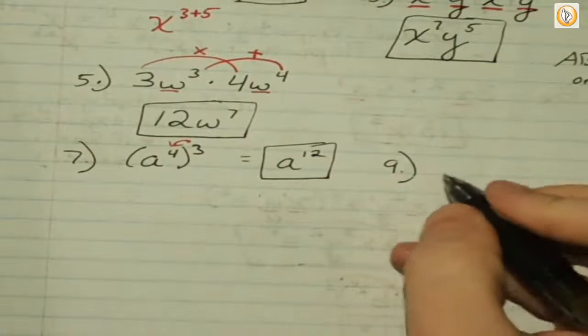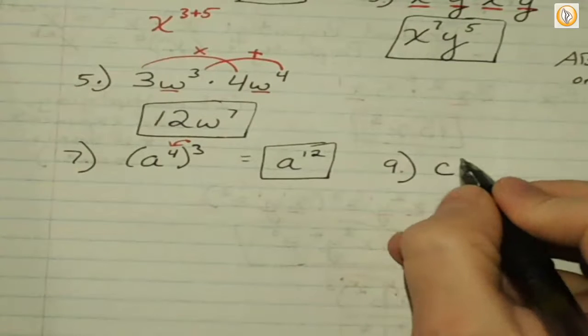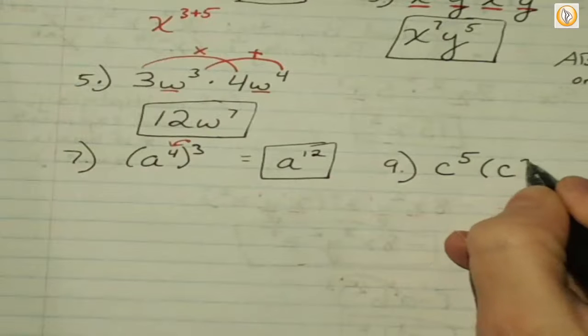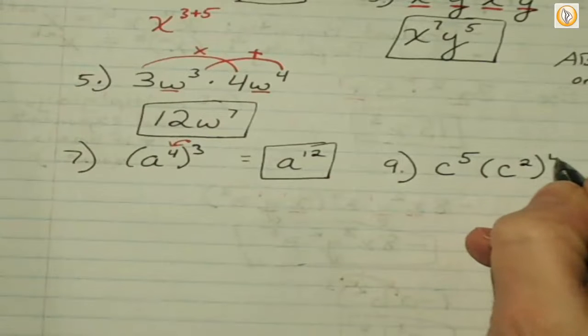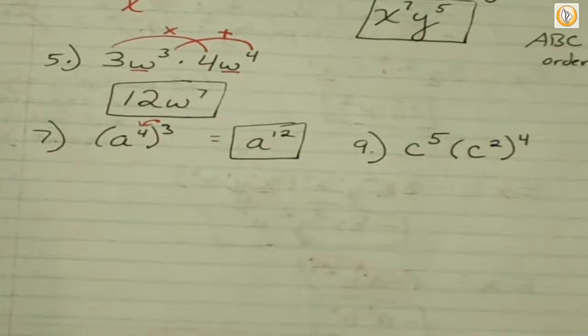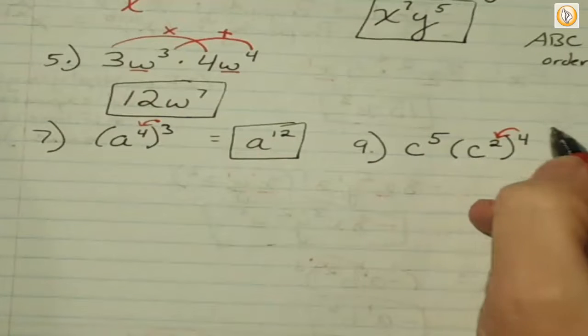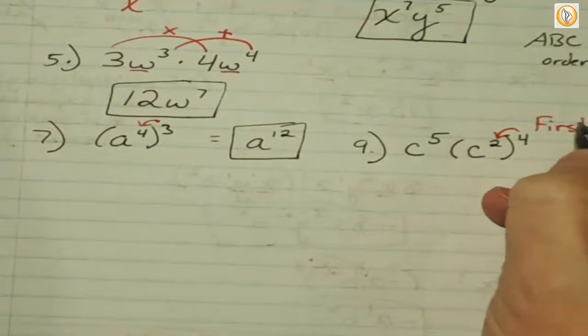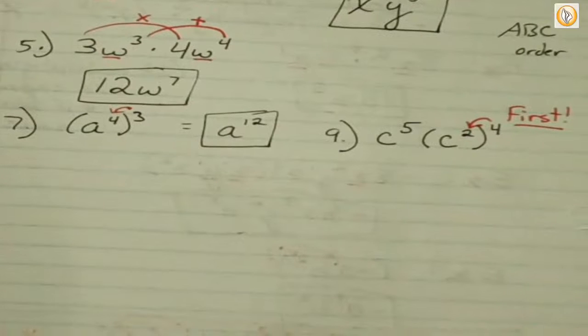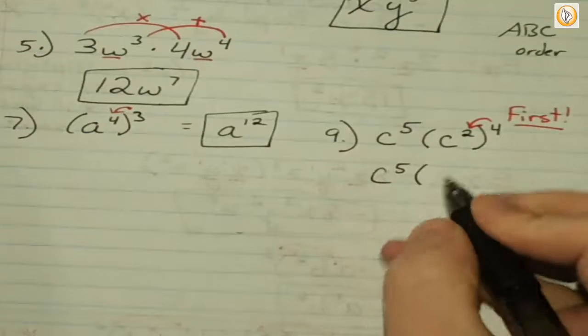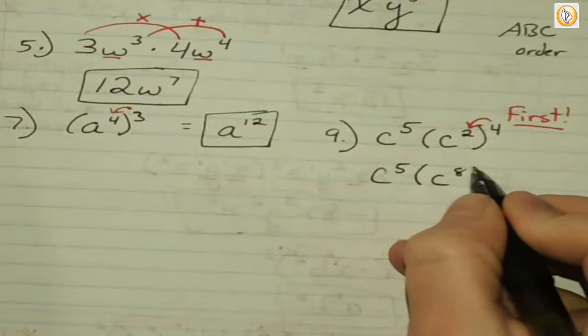All right, number 9. Gabby, C to the 5th power times C to the 2nd power to the 4th power. You have to multiply the exponent in the parentheses by 4. Okay, she's correct. We multiply this first. In fact, we do that first. So then we get C to the 5th power times what? C to the 8th. That's right.